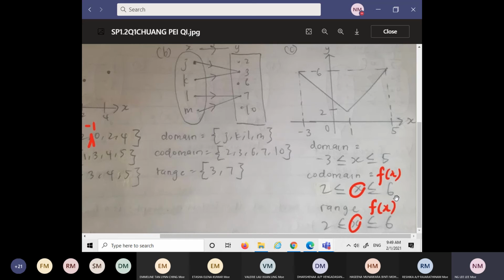You cannot get the full marks. Okay, if this is 1 mark, sorry lor, bye-bye, 1 mark also gone. You get nothing. You get 0, you know. Okay, so please be careful. Remember, domain here is x. Codomain, range, here is f(x).